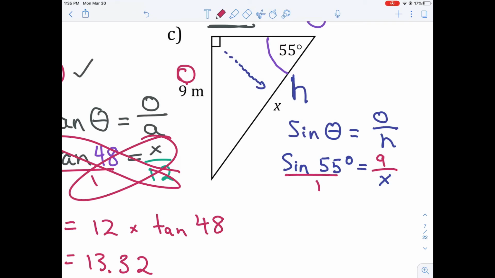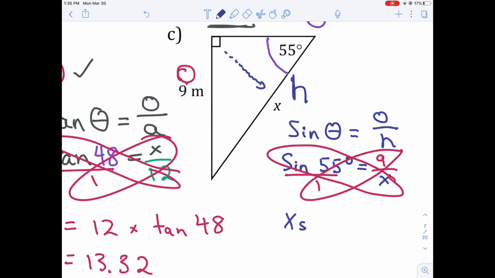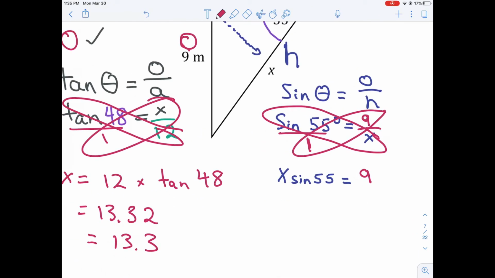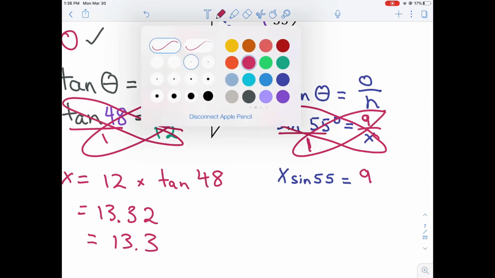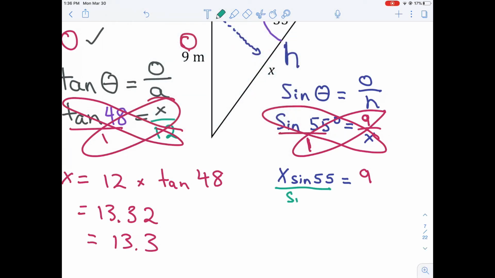But this time, the dividing step is very, very important. So let's cross multiply first. So what happens when you multiply the x with sine of 55? We would get x sine of 55. And then what happens when you multiply 1 and 9? Well, you get 9. All right, so that's the cross multiplication step, the same as we've done before. But it's very important now that after we cross multiply, we don't forget to divide. So we're going to divide both sides by sine of 55.